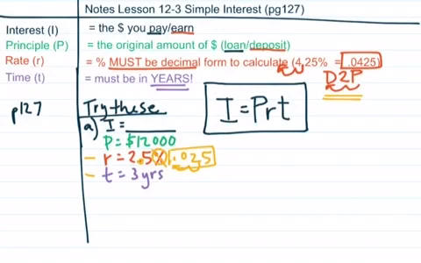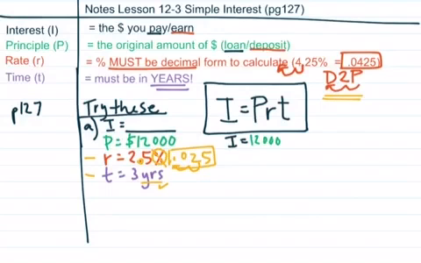And then the second thing to check, like I said earlier, we have to check this one. Is it in years? And the answer is yes. So I'm ready to start substituting my values into my equation. So since I'm looking for I, I'm going to leave that right there. My principal is 12,000.